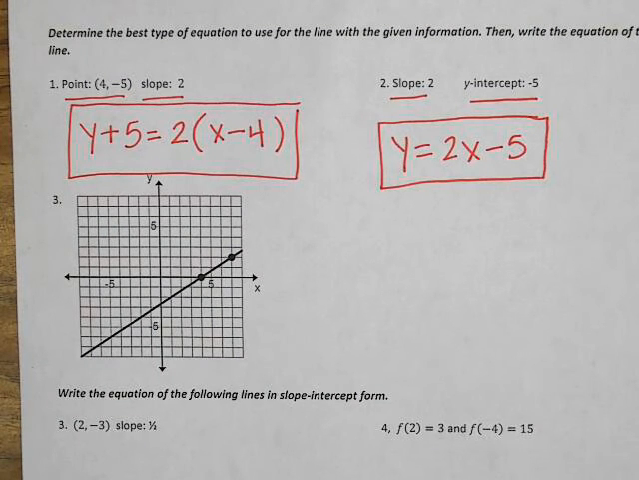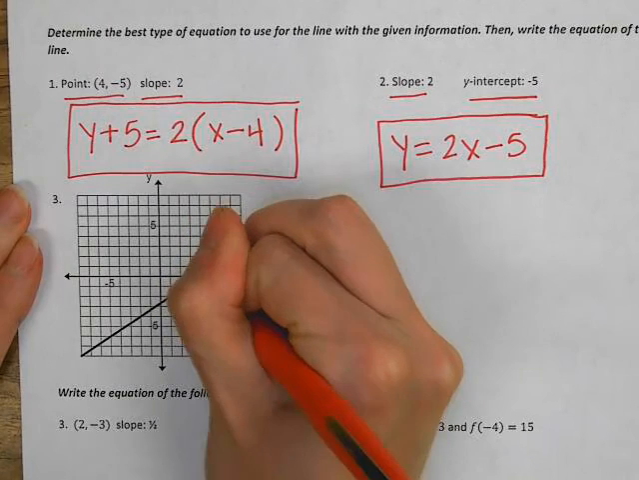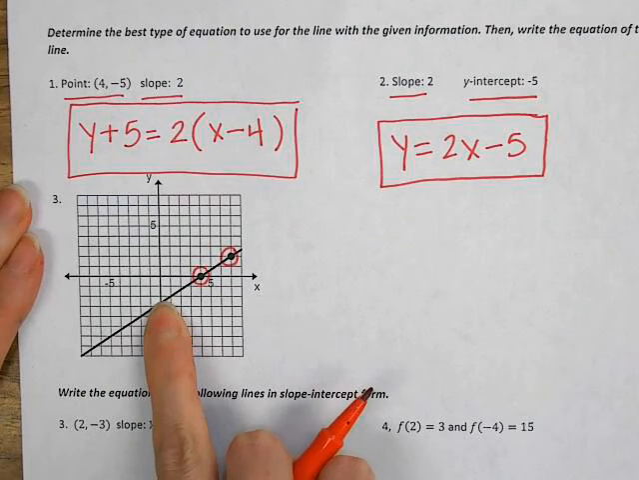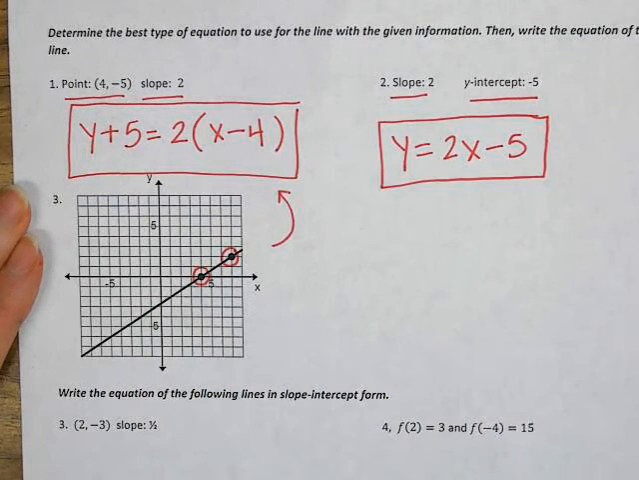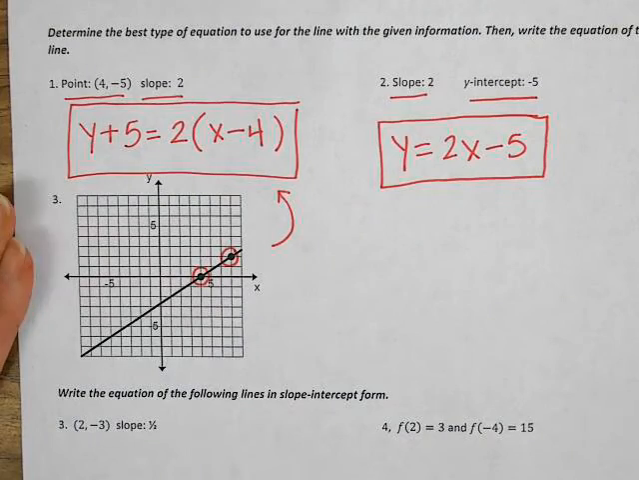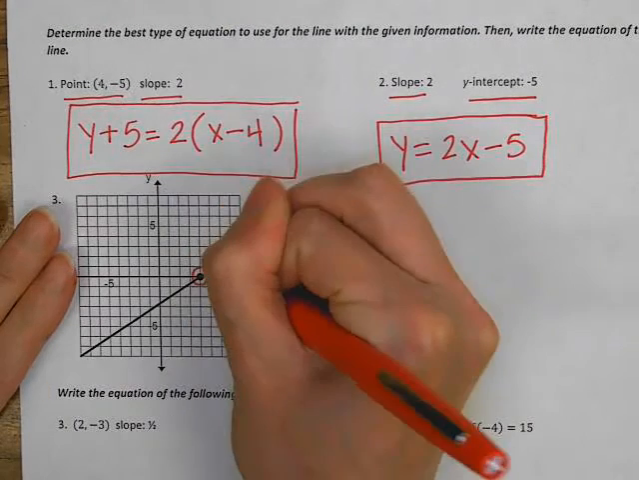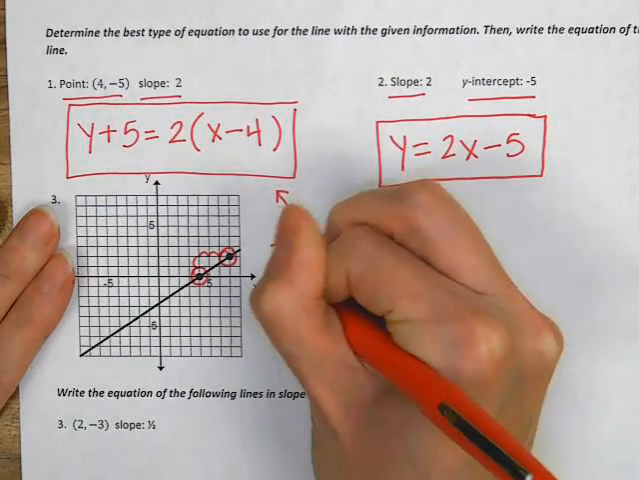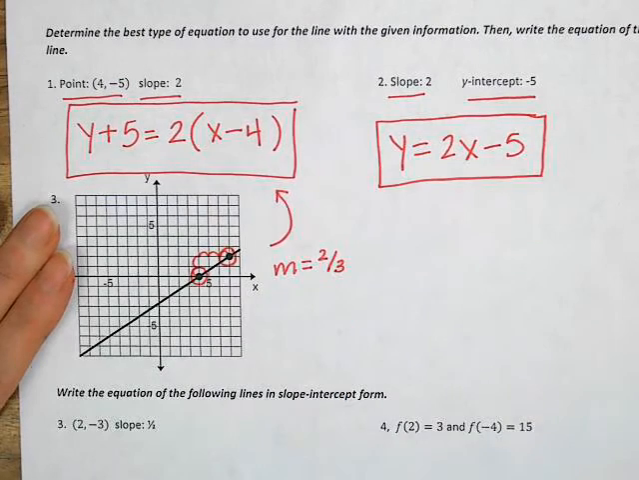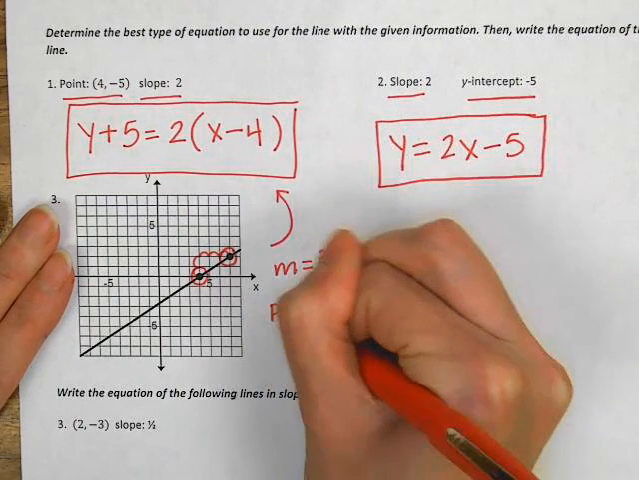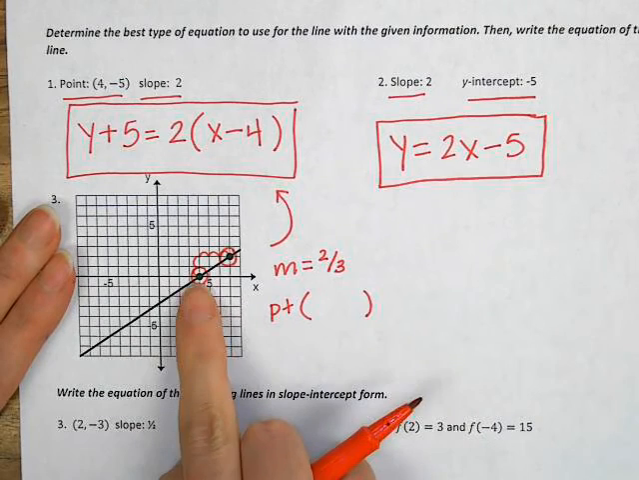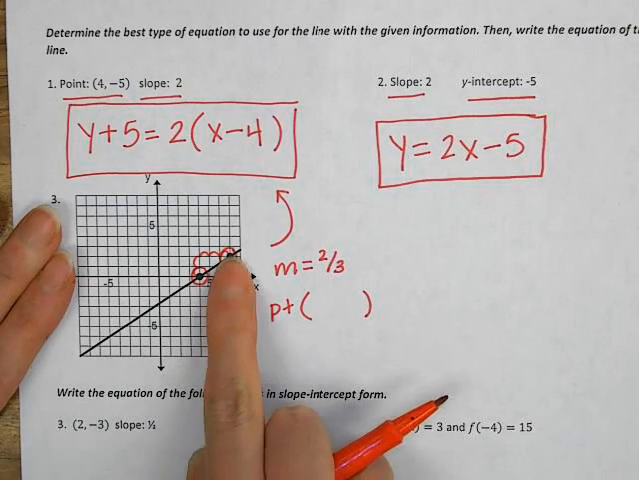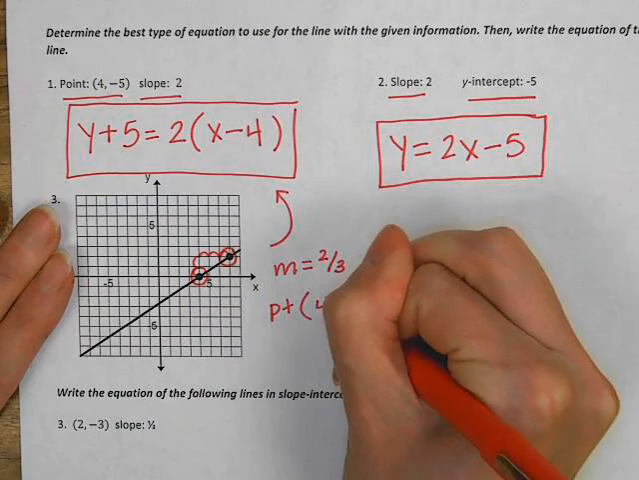Number 3, they give you 2 points. And if they give you 2 points, it doesn't look like we know the y-intercept, so I think we're going to have to do point slope. Okay, so let's start by finding the slope. The slope is found by counting rise 2, run 3. Okay, so our slope is going to be 2/3. And then you guys get to pick your favorite point on the graph. You can do (4, 0), or you can do (8, 2). And I'm going to do (4, 0). Your choice.